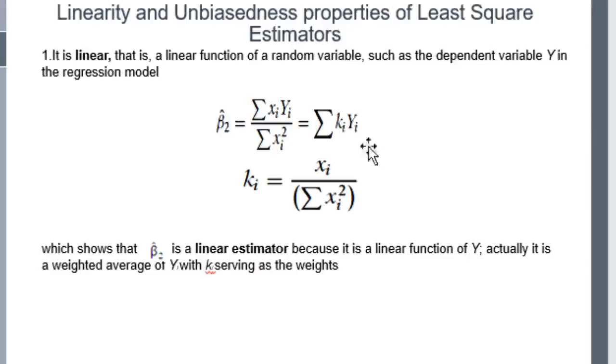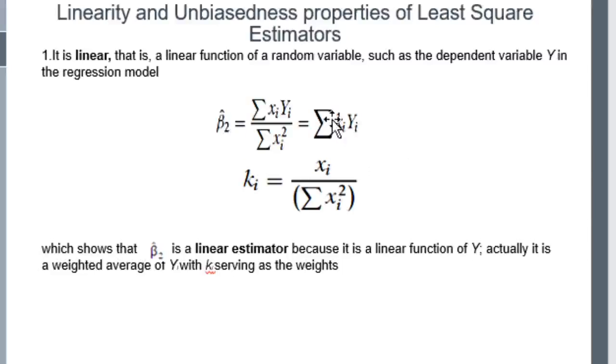We can say that it is a weighted average of y, where the weight is ki. This ki serves as the weight. That is, beta 2 cap can be expressed as sigma ki yi. That is a function of yi, or a linear function of yi. Here there is no square or root term. Therefore, its power is 1. And it is a linear function of the dependent variable y, and here ki is the weight.